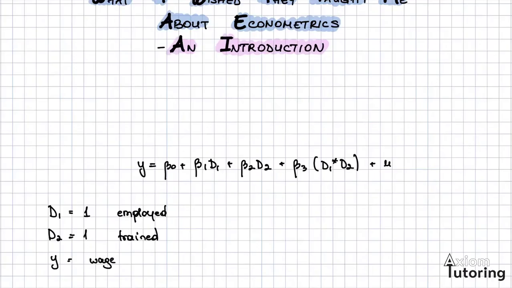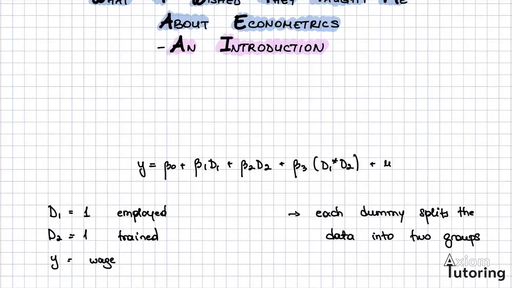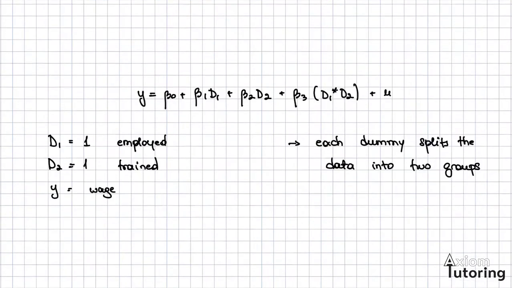So each dummy splits the data into two groups, which means that together they create four groups. And you can easily see which they are: employed and trained, employed and untrained, unemployed and trained, unemployed and untrained.